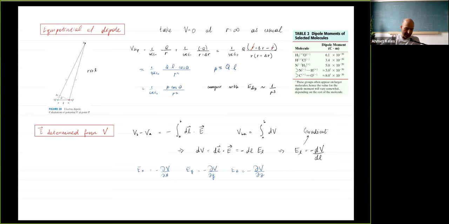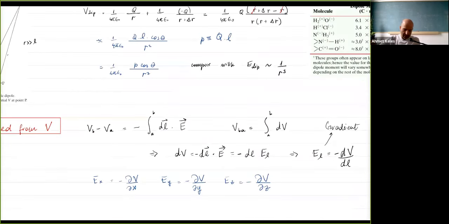Then we could write this as VB minus VA, and we can write it as an integral of dV from A to B. Then we can say this inside of the integral should be equal to this inside of the integral. Then we have dV is equal to dL times E. This is actually minus, sorry. Should be a minus here, right?